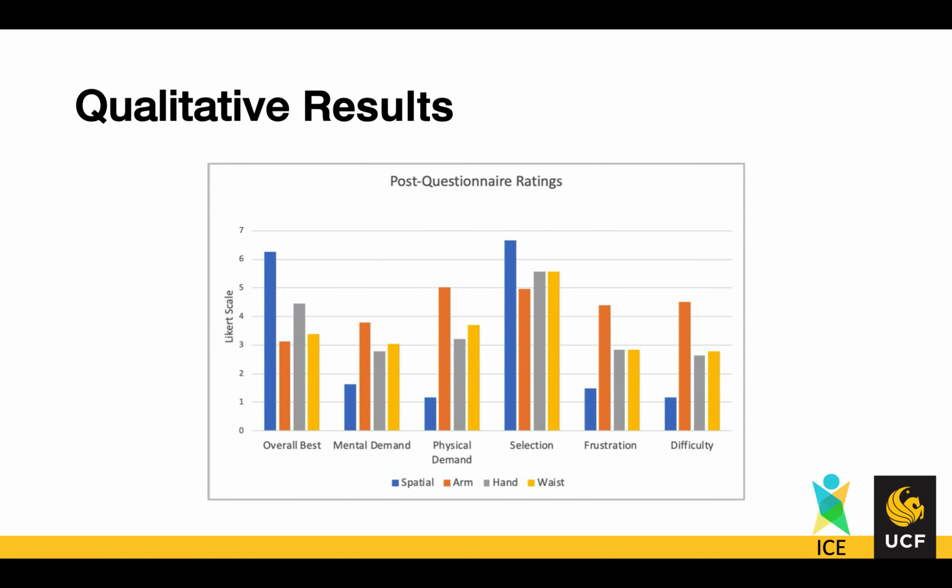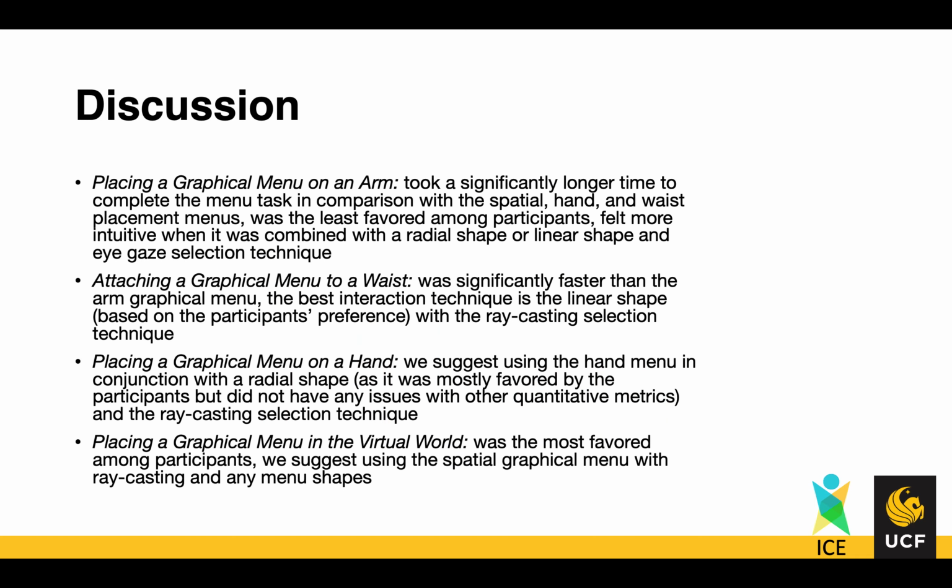Average ratings for post-questionnaire questions are summarized in this figure. Our experiment indicates that the arm menu placement took a significantly longer time to complete the menu task in comparison with the spatial, hand, and waist placement menus. We think that this is primarily because the user needed to adjust their arm position in order to select the corresponding menu items, and also the system message was in a fixed position.